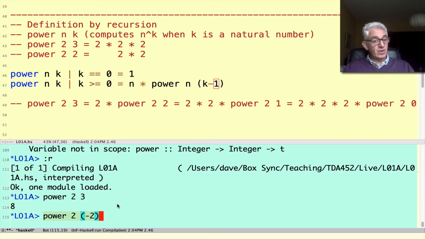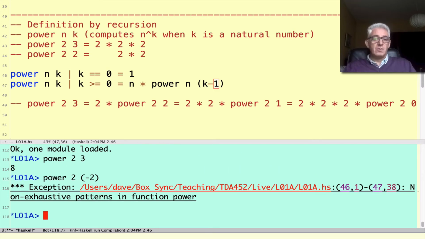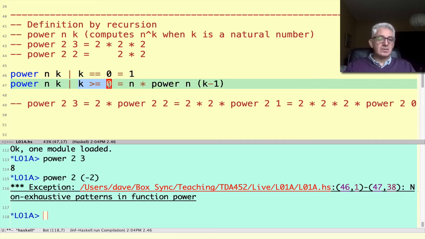But what happens when we try and compute this thing? Well, let's see. We get an exception. Basically, this is a crash. We get an exception because there's no equation that matches. That is expressed by the phrase here, non-exhaustive patterns in function power. That is to say, the cases that we have in our definition by cases don't cover all possible outcomes.